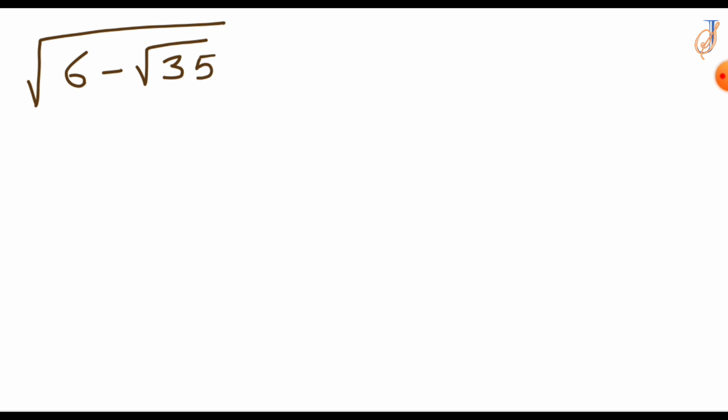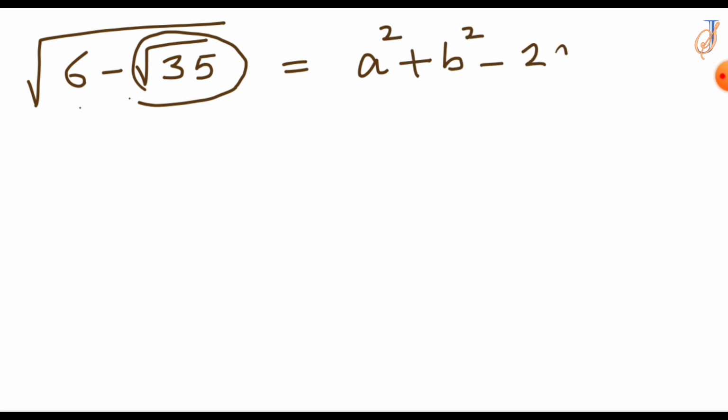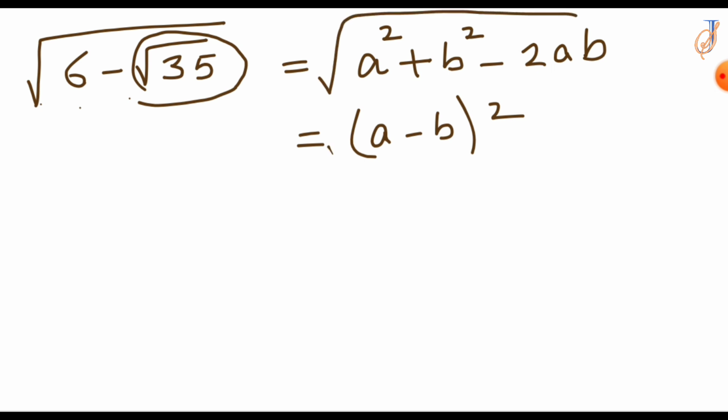We have a double square root. To get rid of the square root, we need to do square, isn't it? So that's why you write this 6 minus square root of 35 in terms of a power 2 plus b power 2 minus 2ab form. Then we can write this as a minus b whole square. So if we take square root here and here, square and square root get cancelled. So we are left only with a minus b, which is easy to solve our given question.